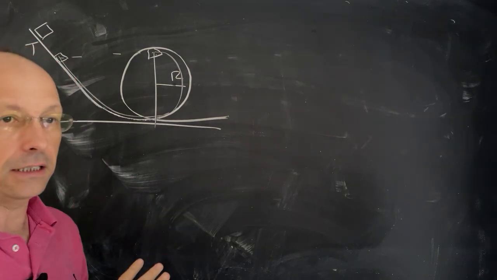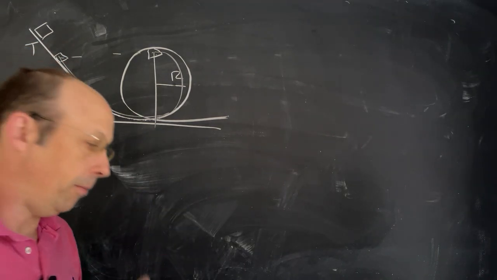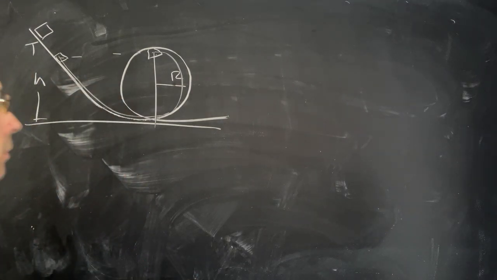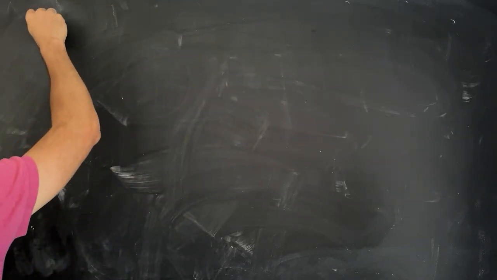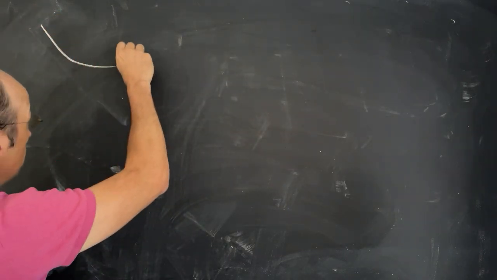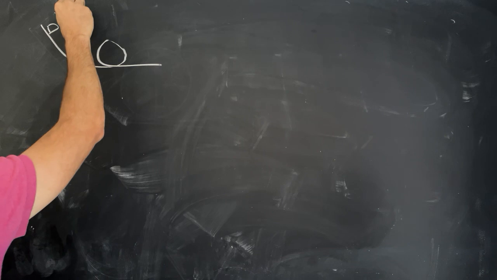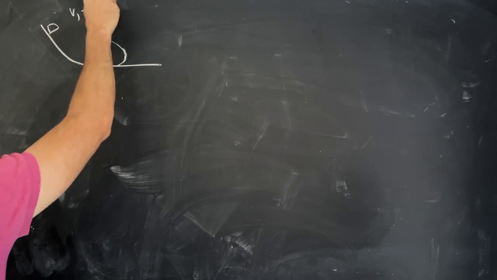Now, I'm going to erase this because it's a little bit too big, and we'll solve the problem the right way. I'm going to redraw it in a smaller way. Okay, so here's my loop, like that. And then there's my car. I'm going to start that at position 1 with velocity v1 equals 0.